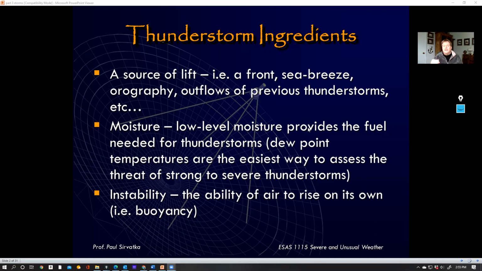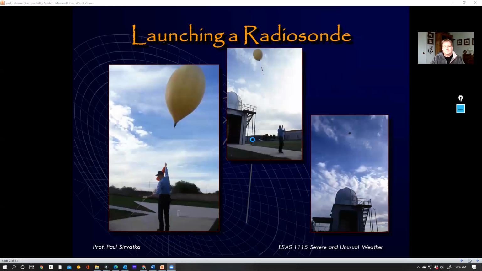Now, the second thing we need is moisture. We're going to talk about that in this upcoming unit, but a lot of it is just water vapor. So the dew point's the easiest way for us to look at this. We want high dew points. And then instability, which we've talked a lot about. So that's buoyancy. So we need lift, moisture, instability.